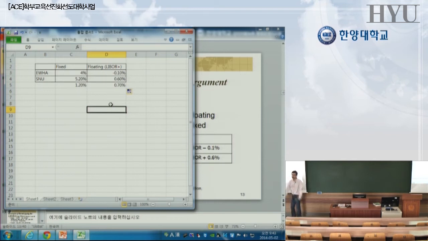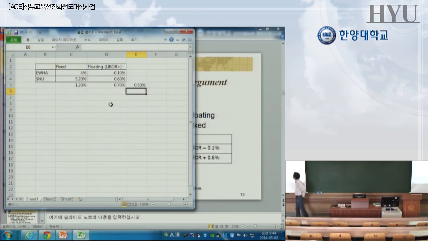So although EY has an absolute advantage in both markets, EY has more comparative advantage in fixed rate, while SNU, even though it is at an absolute disadvantage, has a comparative advantage in the floating rate market. This creates a money making opportunity for investment bankers. The gap between the two rates is 0.5%. So EY has a 0.5% comparative advantage in the fixed market, and SNU has a 0.5% comparative advantage in the floating rate market.